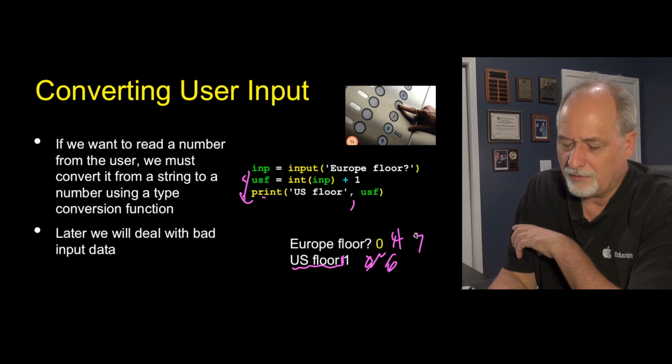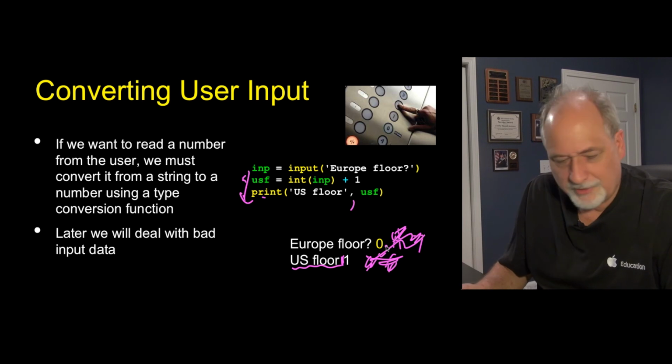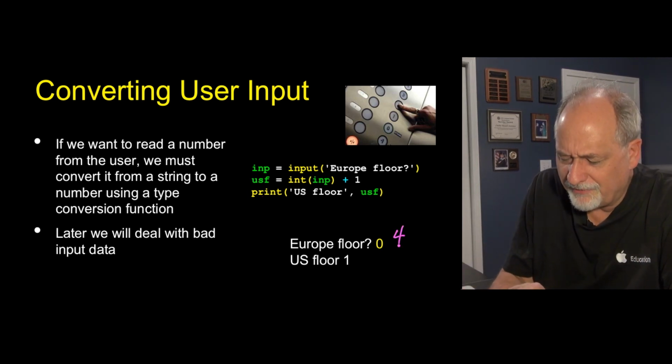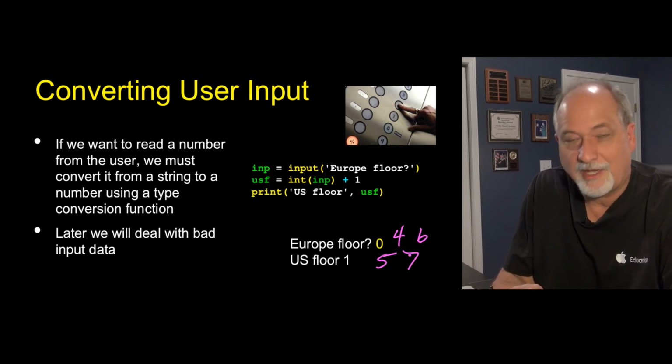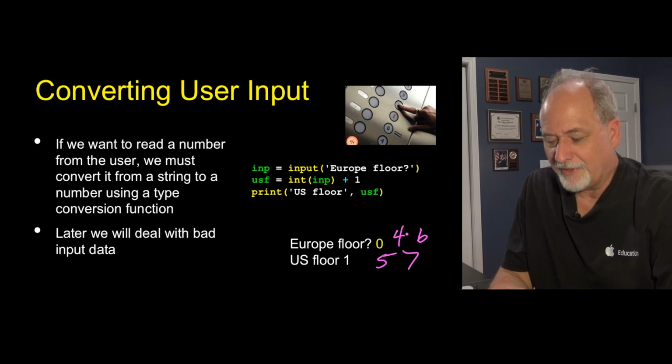Wait, actually no, I got that wrong. Hang on, let me clear this. I wasn't thinking clearly. I could type in 4 and it would give me back 5. I could type in 6 and it would give me back 7. See, I'm confused. Haven't been in Europe in a couple of months, and so I forgot all about the floors.